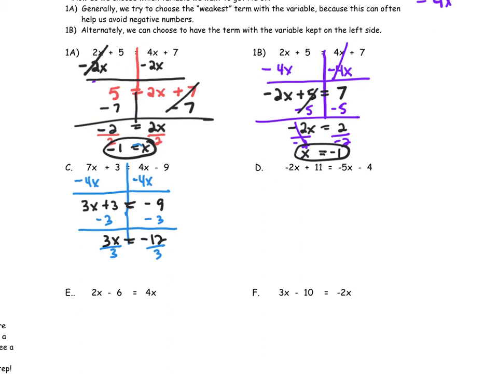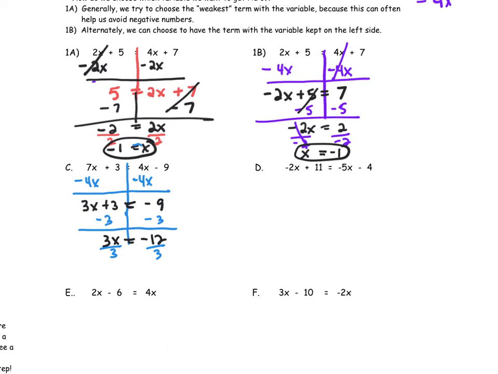All right, you may have started differently than I did. I chose to eliminate 4x by taking 4x away. You might have decided to eliminate 7x by taking 7x's away. So either way, this particular one kind of met both methods. This is the weaker term, and also my x term ended up on the left side. So if your equation doesn't look exactly like that, that's okay.